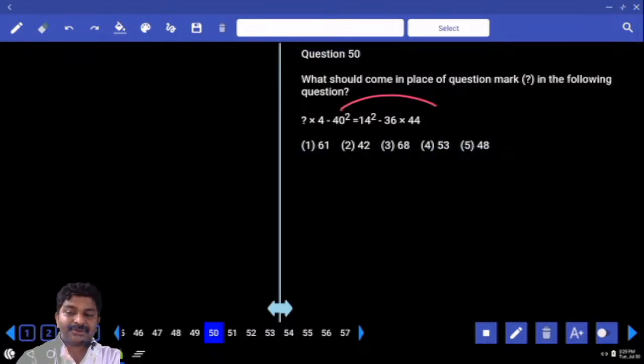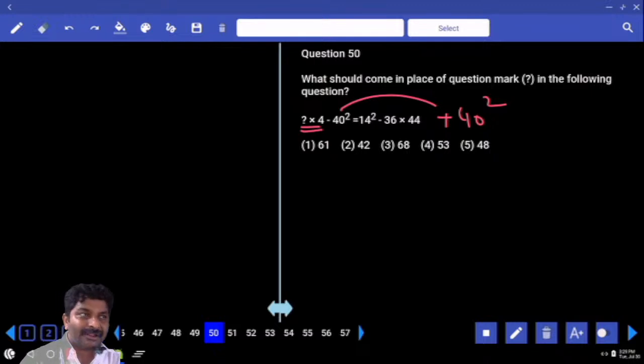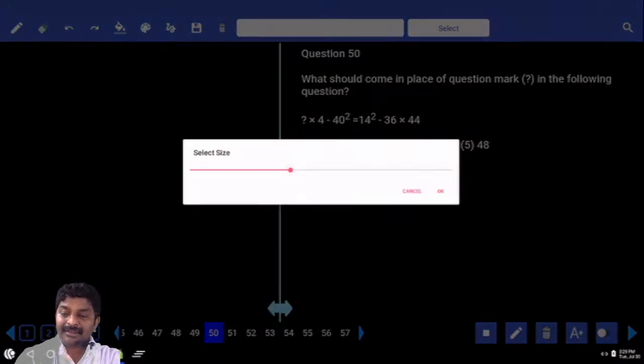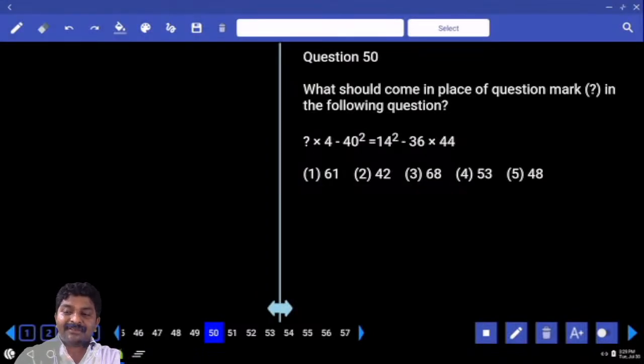Minus 40 squared goes to the other side and becomes plus 40 squared. Is that okay? And what is left on the left hand side? x into 4. That 4 goes to the right hand side and comes into the denominator. Right? So when you know that point, in every number I will observe whether I have a 4 multiple or not. Is it a 4 multiple?